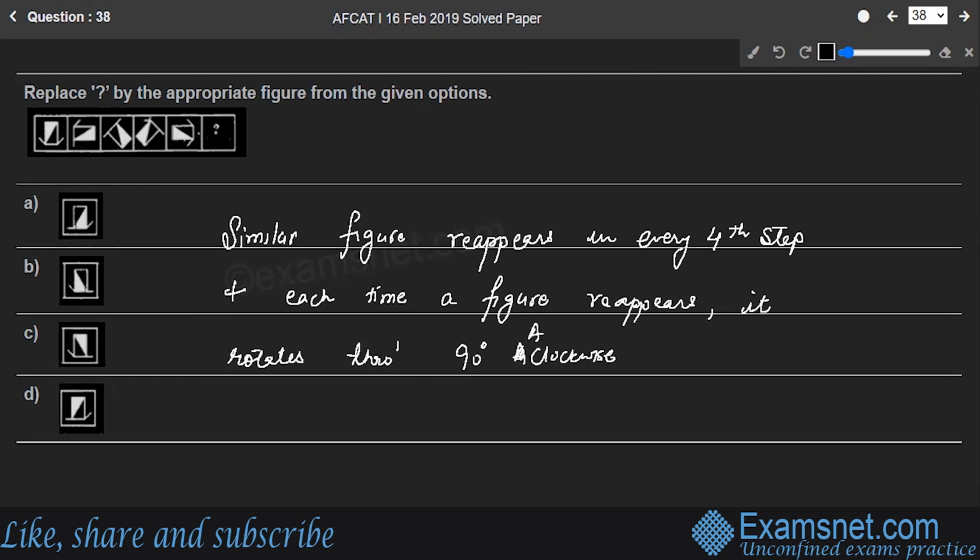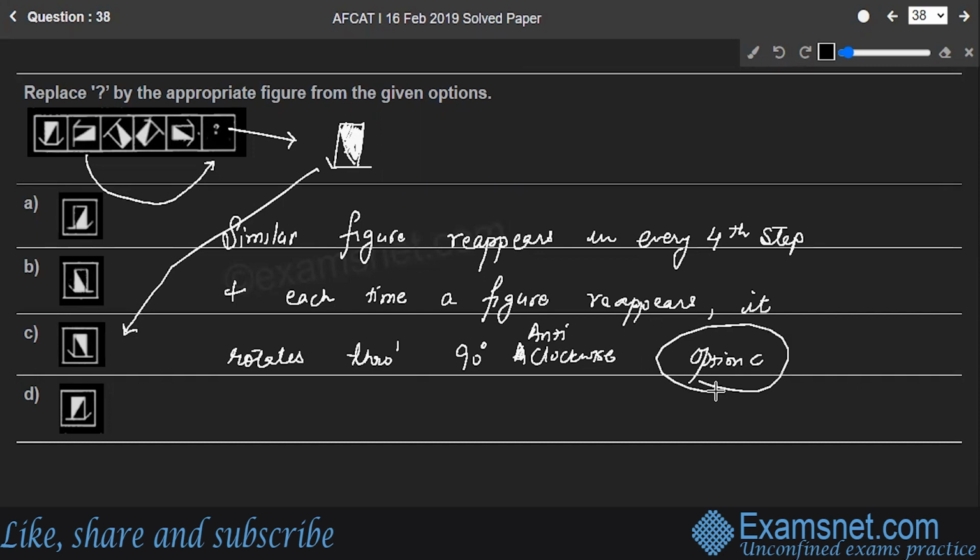Okay, this is anti-clockwise. So that means what will come over here? This figure after 90-degree anti-clockwise rotation will appear over here. And when this figure rotates 90-degree anti-clockwise, how will it look? I'll make it over here. This will be an inverted rectangle, right? Like this. And this after anti-clockwise rotation, 90-degree, will look something like this. Right? And this one is option C. So we have option C as our answer.